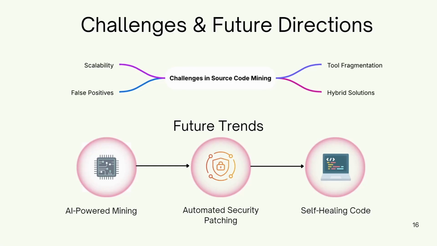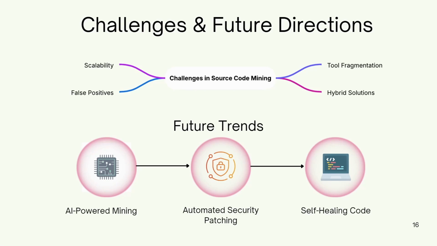Tool integration is also a concern, as most current solutions focus on a single aspect of software analysis, requiring developers to use multiple tools to get a complete picture. The paper suggests that future research should explore hybrid mining approaches that combine multiple techniques to provide a more holistic analysis of software projects.